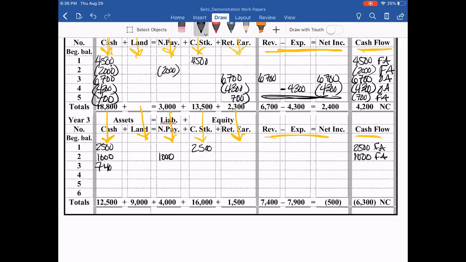3, provide services to customers and receive $7,400. So I'm going to increase my cash for $7,400. I'm going to increase my retained earnings by ways of revenue. Revenue increases retained earnings because net income increases retained earnings. And this is what we're supposed to do, operating activity. 4, operating expenses were paid of $7,900. So you're going to see me decrease the retained earnings because expenses decrease retained earnings.